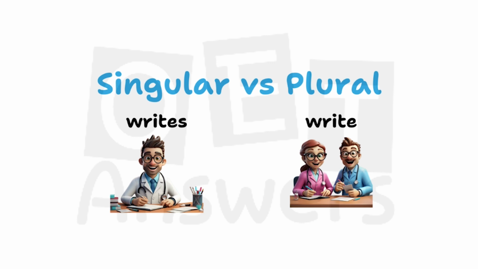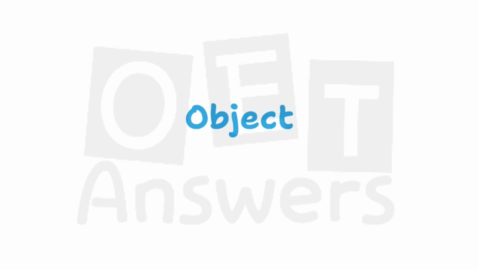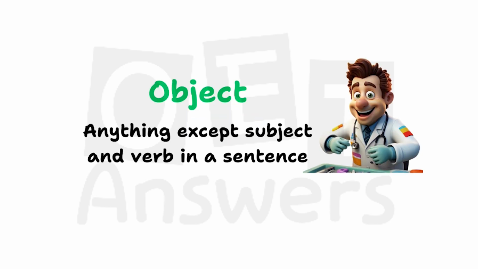Subject means apple, apples, naming word. And apple and apples, that we can count. But in the verb, when it is an action, there we can see the opposite of the subject. Writes means singular, write means plural. Finally, the last component, that is object. Object means the person or thing which receives the action. Okay, anything except the subject and the verb in a sentence, we will call the object.